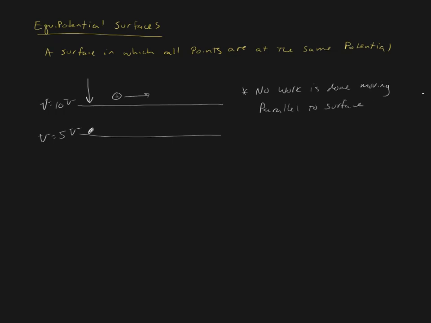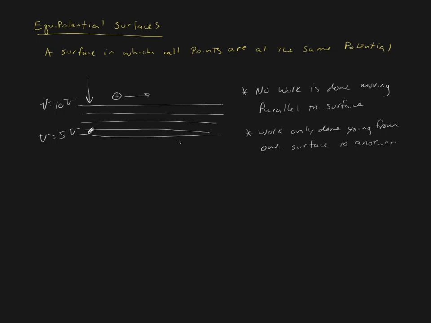No work is done whenever you're moving parallel to an equipotential surface, and work is only done as you go from one surface to another. Now if this happens to be parallel plates here, then I might have many layers in here. You can look at this really like a book. A book is composed of chapters, and if you want to change the potential or change the energy, you have to go from one page to the next. You don't go across the page.